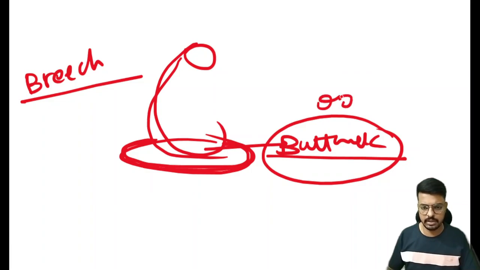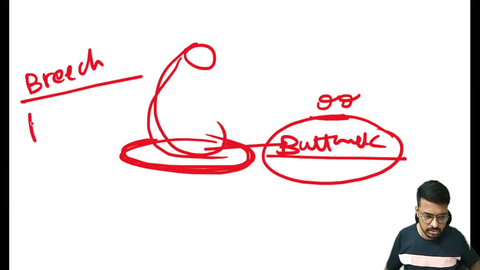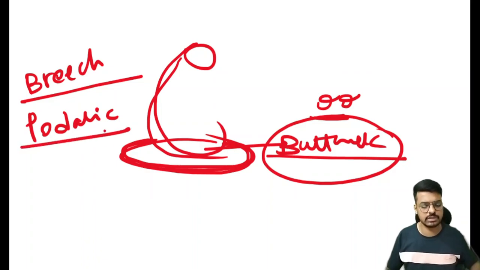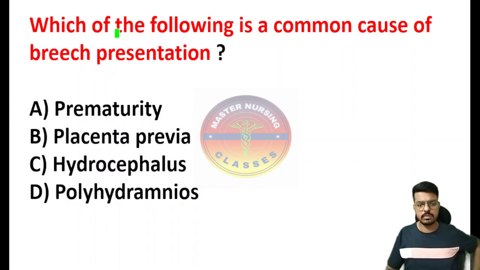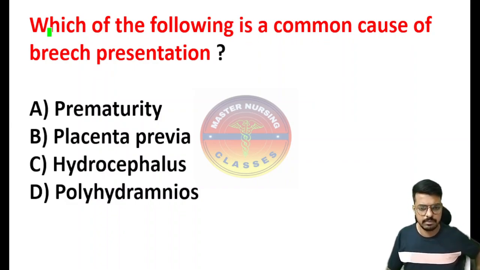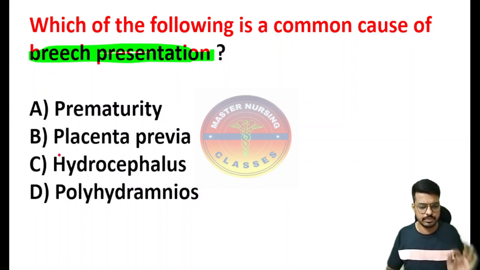This question will come in your KE exams or else in your NARCET exams and RRB exams. Important question, right? This breech presentation we also call a podalic presentation. Podalic presentation, very very important, right? So the next question is, just read the question and try to give the best answer. Which of the following is a common cause of the breech presentation? You have to choose from the given options.